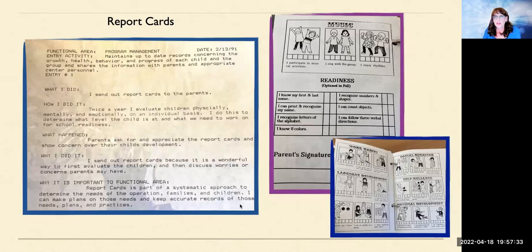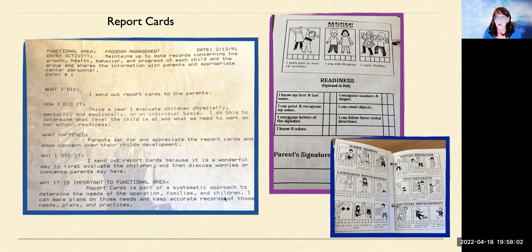So for program management, we did give children report cards every so often, every quarter, pretty much. You maintain up-to-date records concerning the growth, health, behavior, and progress of each child and the group, and share the information with parents and appropriate center personnel. So you need to be doing developmental assessments. You need to have a file on every child, developing each area.